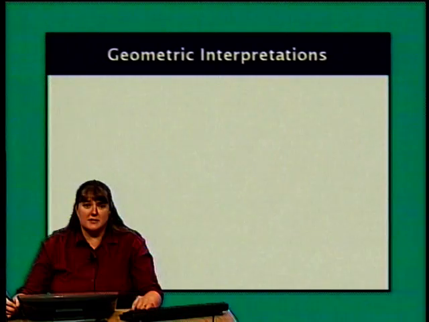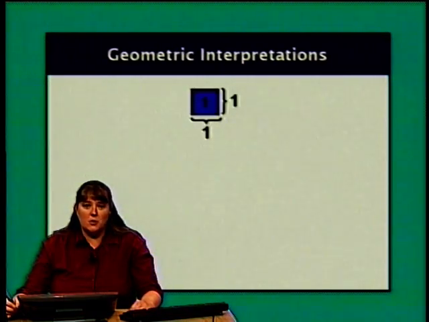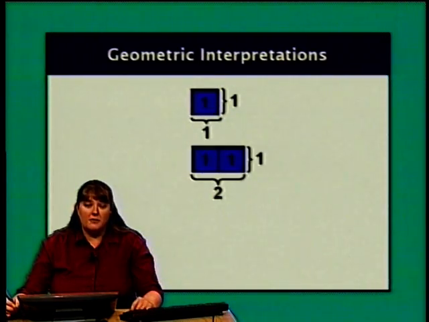I want to start by looking at some geometric interpretations. So I'm starting with a square which has a length of 1 and a width of 1. 1 times 1 is 1, so the area of the square, length times width, is 1. If I put two of these squares side by side, I've created a rectangle which has a length of 2 and a width of 1. So the area of this rectangle is 2 times 1, which is 2.